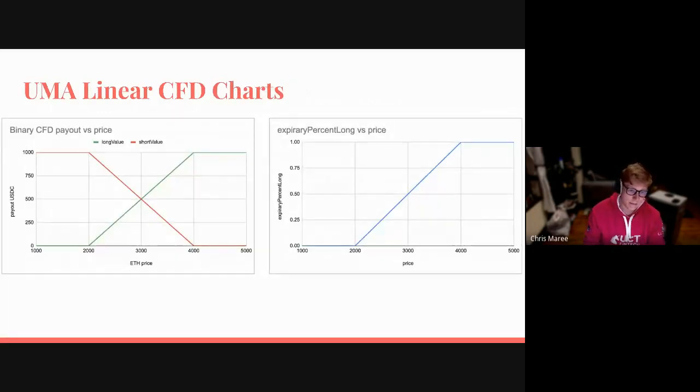And you basically get a payout structure that looks like this. So on either extreme, the long or the short sides are worth the full amount respectively, and your expiry percentage long is a linear line between the lower bound and the upper bound. And that point that we were discussing earlier on, where you're right in the middle, that's right when the price is equal to the midway point of the range. So that's pretty cool. Any questions, or should I go on to the next one?